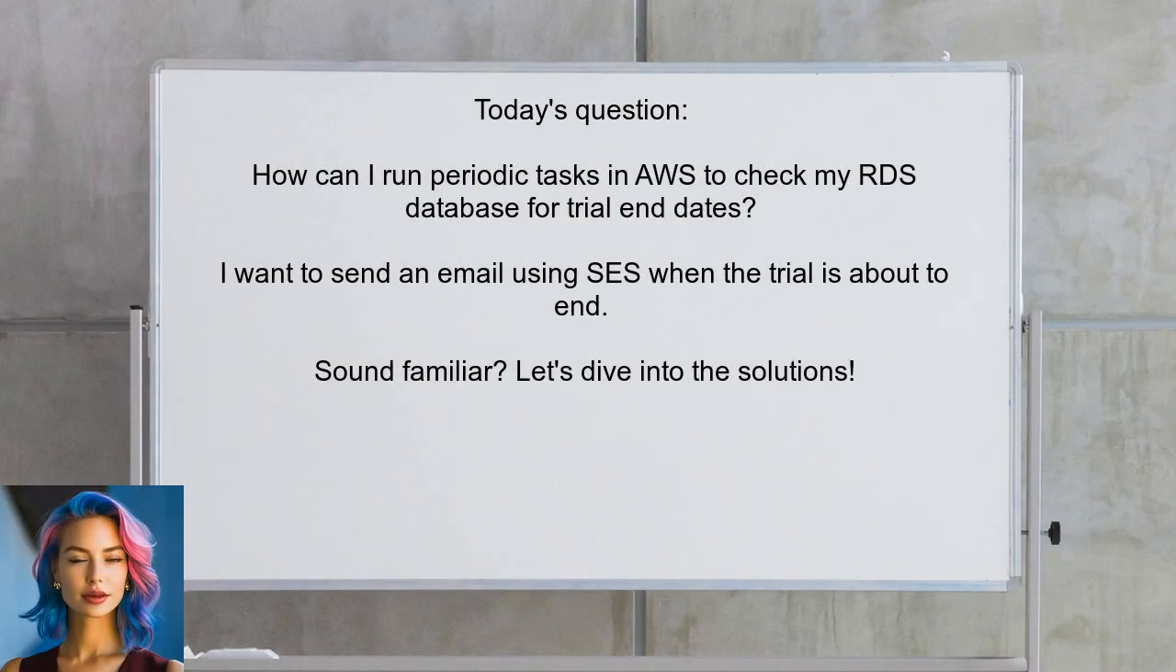Here's the specific question we're addressing today. One user asked how they can run periodic tasks in AWS to check their RDS database for trial end dates. They want to send an email using SES when the trial is about to end. Sound familiar? Let's dive into the solutions.